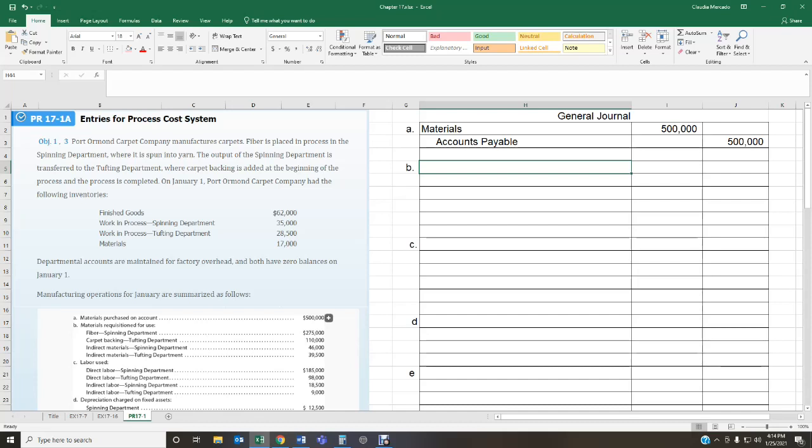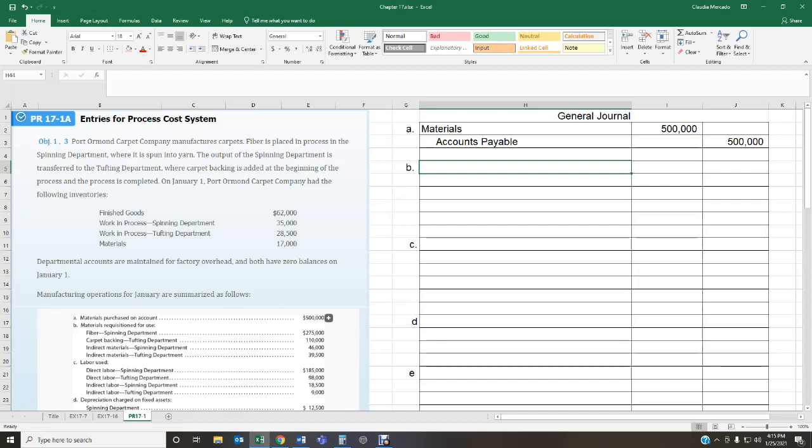Letter B. Materials requisitioned for use. What does requisition mean? It means that you're requesting these materials from your warehouse. So you have all of these materials stored in your warehouse. Right now you have a materials inventory. Once you requisition them, you remove them from the materials inventory and you put them towards your working process, okay? Because now you've gotten the materials and you've actually begun using them for a purpose or a process, okay?